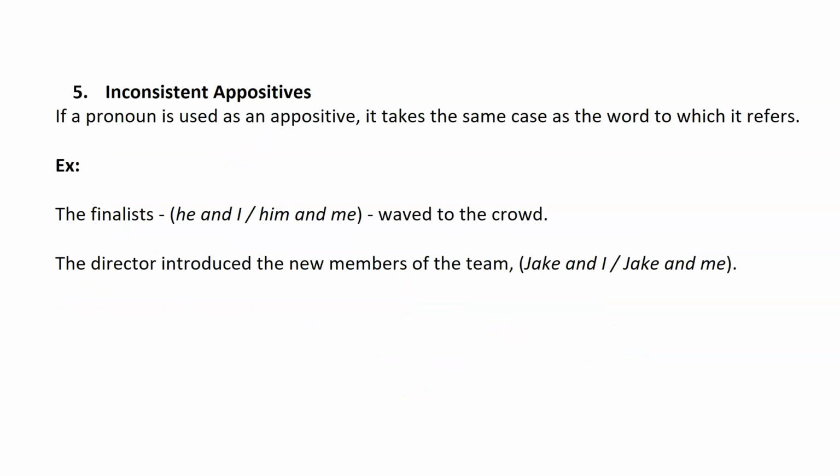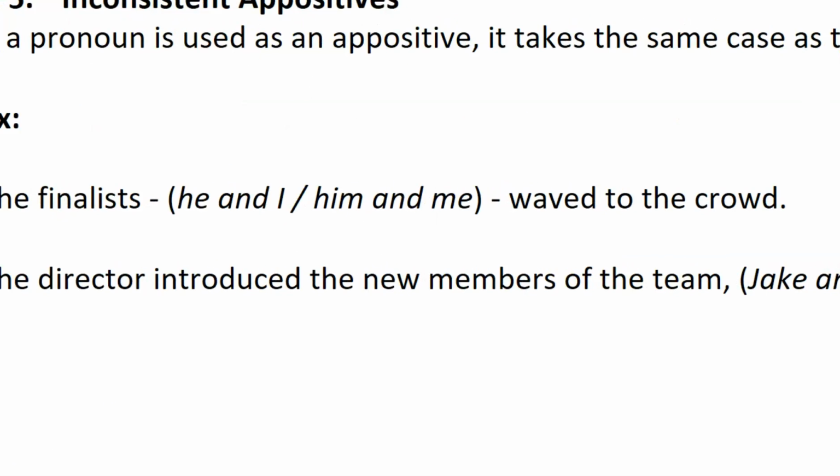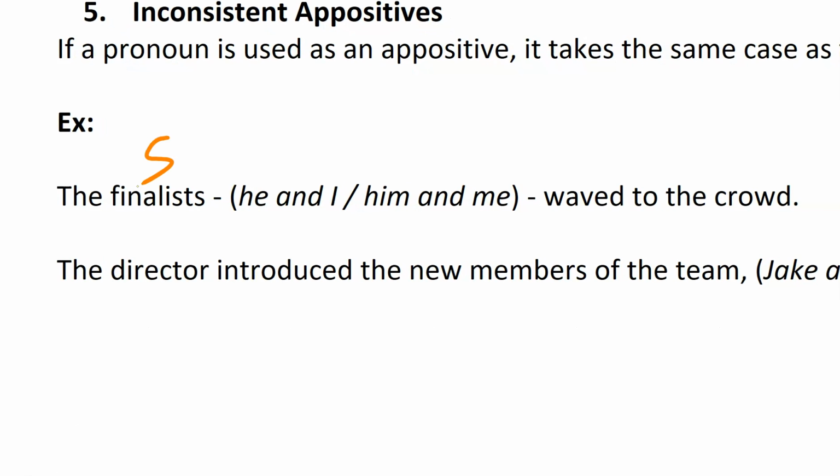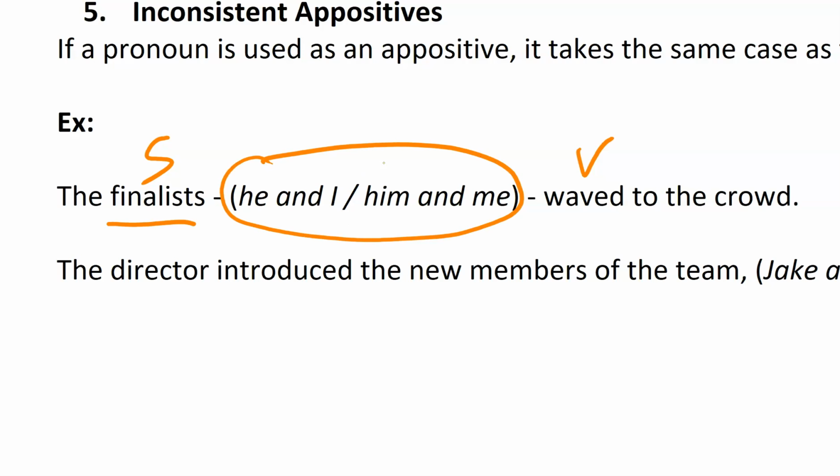And for the last issue of part 1 of this series, we look at inconsistent appositives. If a pronoun is used as an appositive, it takes the same case as the word to which it refers. So let's take a look at this first example. The finalists, he and I, or is it him and me, waved to the crowd. Well, let's take a look at this very carefully. We've got a subject here and a verb here. And I think when we're talking about the finalists, this is the choice we have to make. This is the appositive that goes back to the subject.